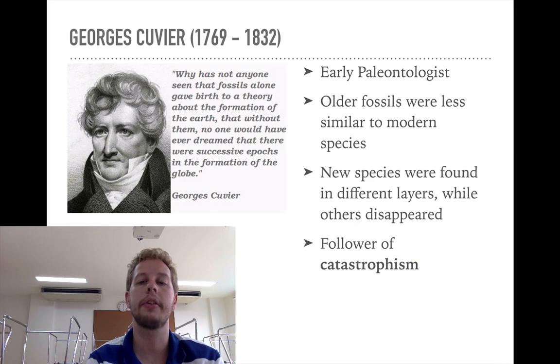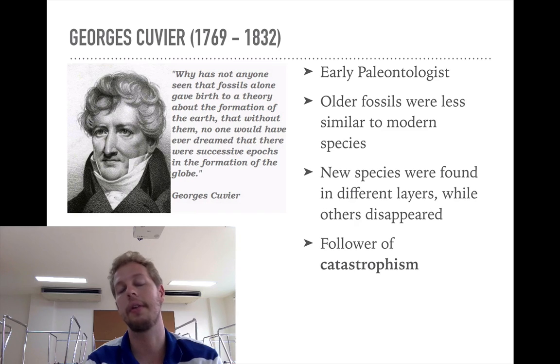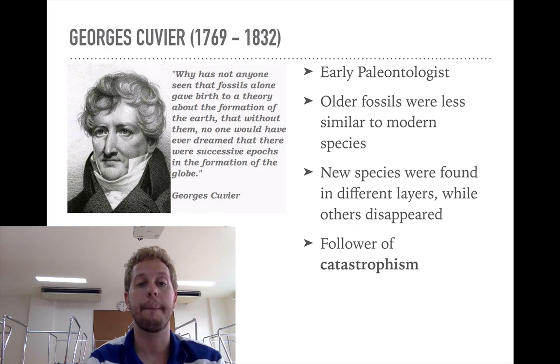And his explanation for new fossils appearing in different layers of strata was that these new species must have moved in from somewhere else to replace the species that had been lost due to the catastrophe. Now, by the time Charles Darwin comes around, this theory has kind of lost favor.